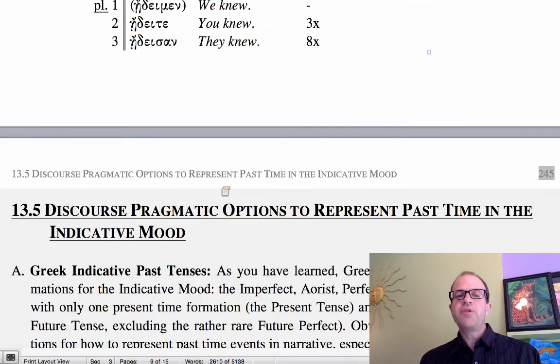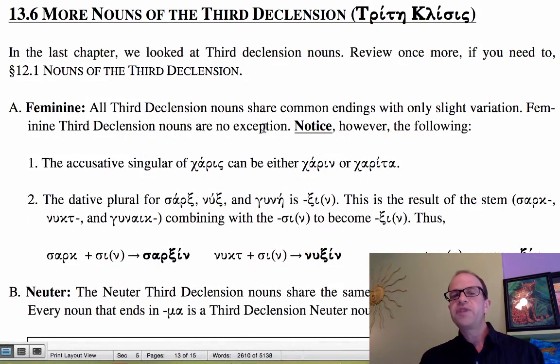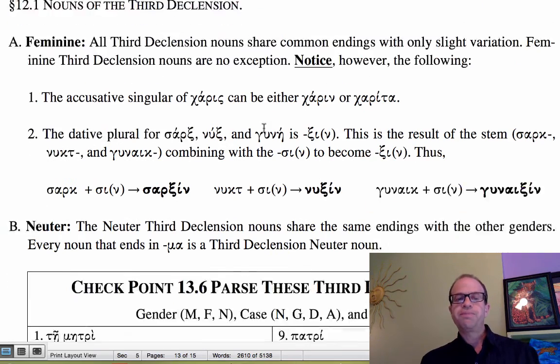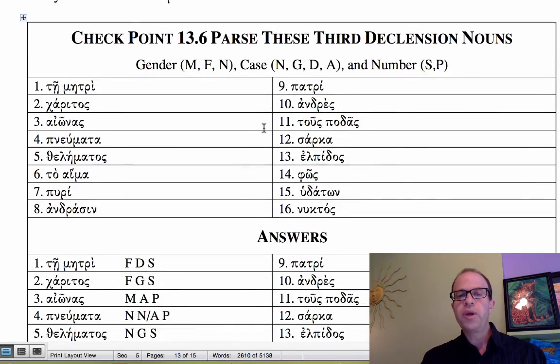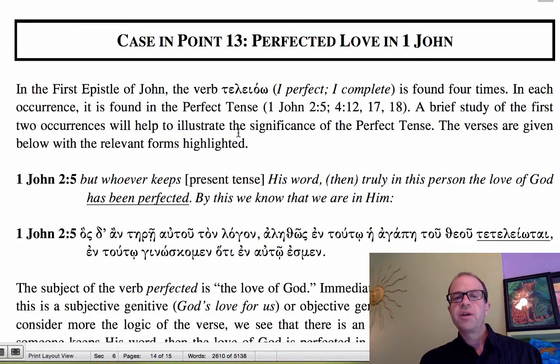Well, that just about wraps it up for this chapter. If you want to read more about the options that an author has to represent past time in the indicative mood, you can read 13.5. I think it's a very interesting study, but you may not be up for it. I also have just a brief discussion here of third declension nouns that are presented in this chapter. Be sure to do the checkpoint, the practice, and before you leave the chapter, read the case in point, which looks at perfected love in 1 John.